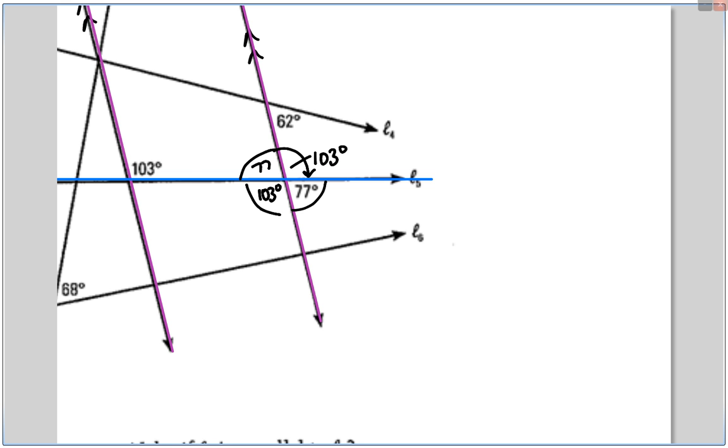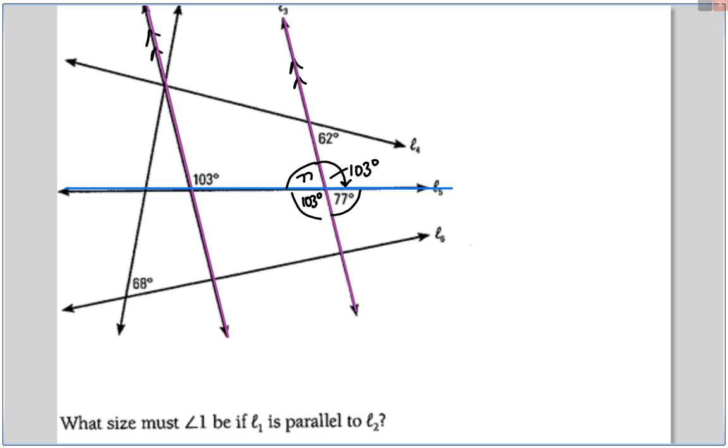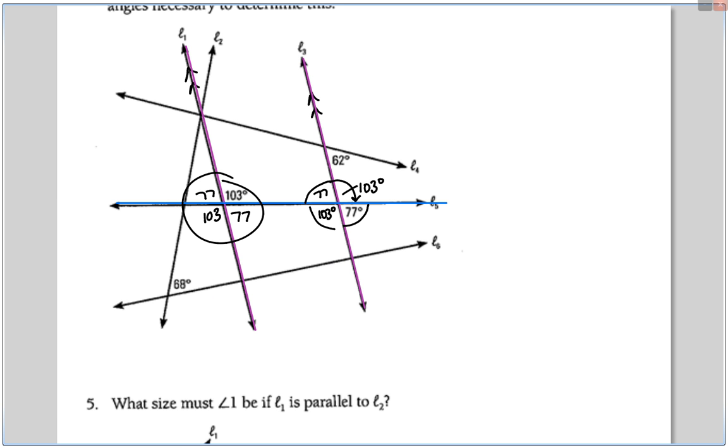It's a full rotation. And you see 103 corresponding as well. So 103 right here corresponds to 103 right here. And of course, using supplements, that's 77, 77. This is 77, 77. This is 103. We have the exact same thing going on over there. So this neighborhood of angles is identical to this neighborhood of angles. So we would say that yes, L1 is parallel to L3 with L5 as the transversal.